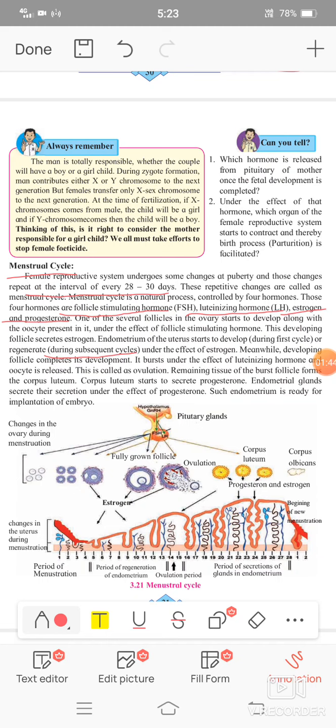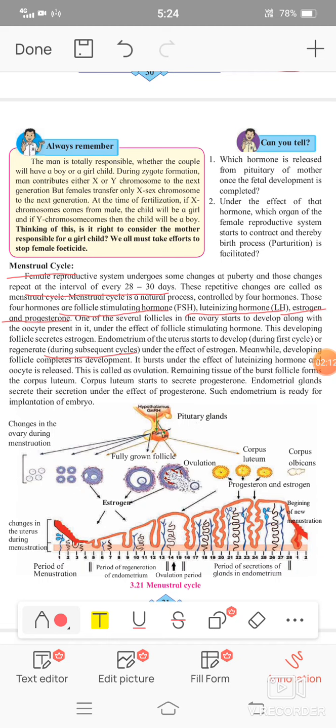Meanwhile, the developing follicle completes its development and bursts, and the luteinizing hormone controls that process, and the corpus luteum is formed. The oocyte is released, that is called ovulation. The luteinizing hormone LH is responsible for the maturation and bursting of the follicle, releasing the oocyte from the ovary.